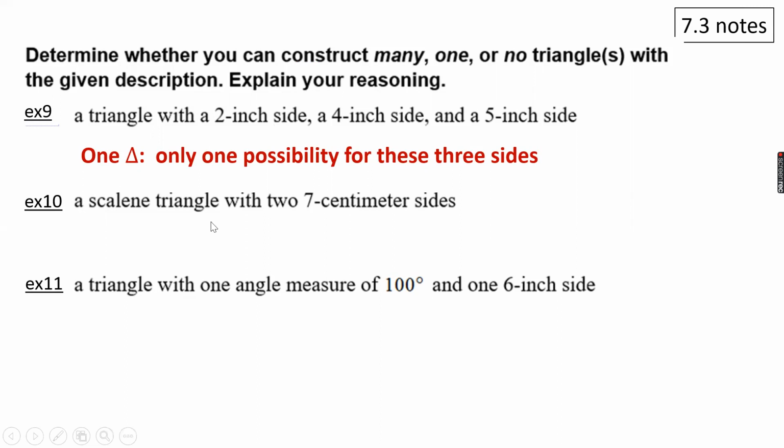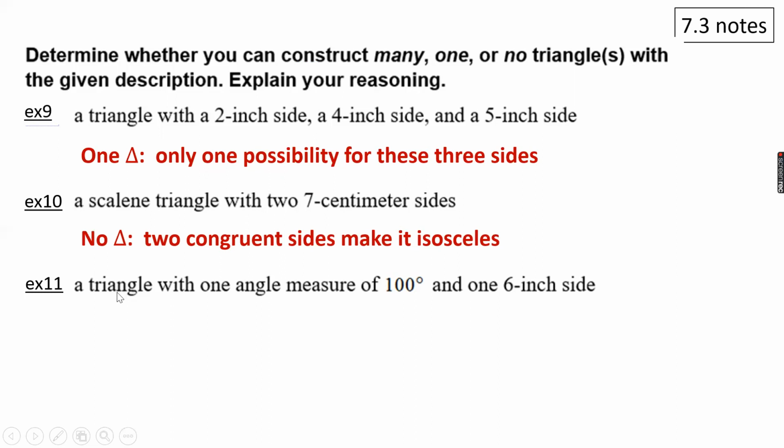A scalene triangle with two 7-centimeter sides. So we know the definition for a scalene triangle is that none of the sides match up. So none of the sides are equal. But then it says 7 centimeter sides. So if we say that there's 7 centimeter sides, that's not going to be a scalene triangle. That's going to make an isosceles triangle. And so there's not going to be a triangle that's possible with those restrictions.